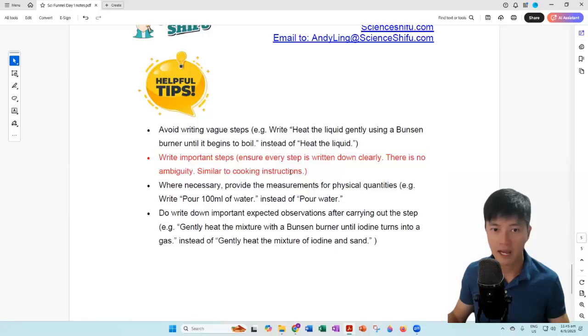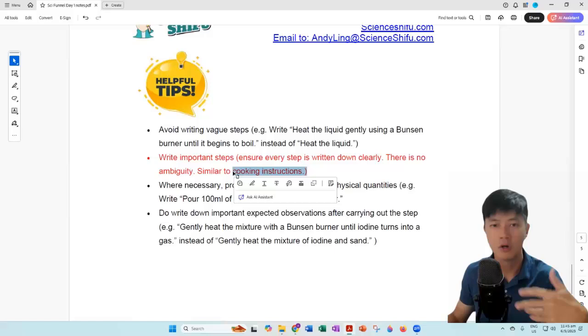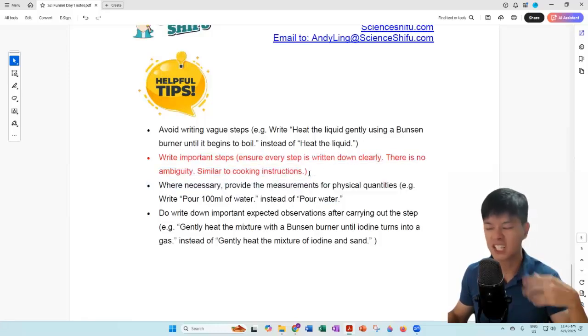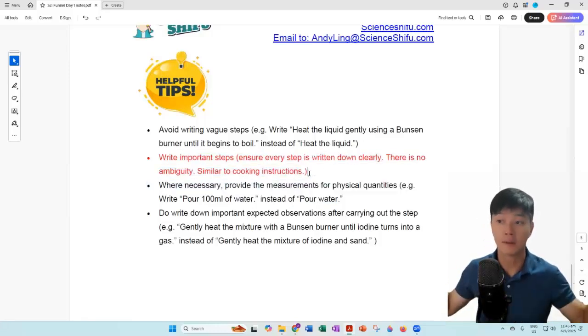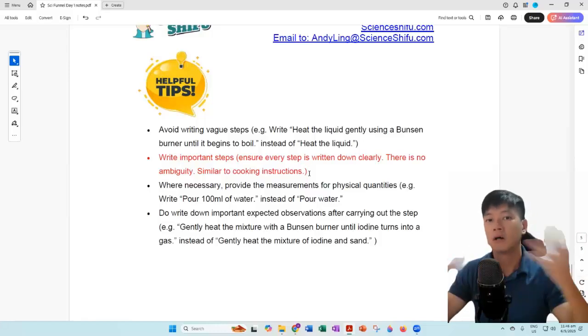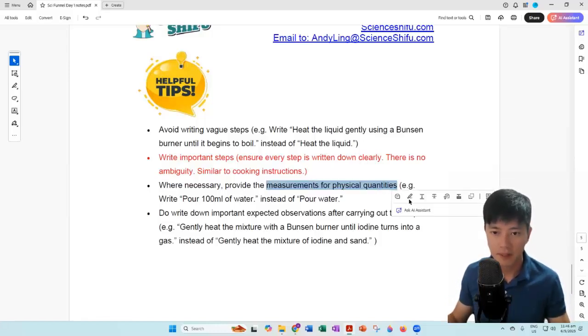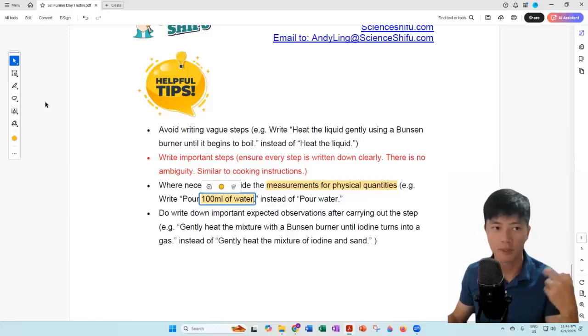Important steps. I always like to give an example like cooking instructions. Add certain volume, certain amount, put in the oven for how many minutes, at what temperature. So all these are very clear steps. Make it so clear that anyone who reads your experimental procedures can visualize it in their head. Provide measurements. Remember that. Pour 100 ml of water using a beaker, using a measuring cylinder. This is not even accurate enough. You may want to add in, using a measuring cylinder.